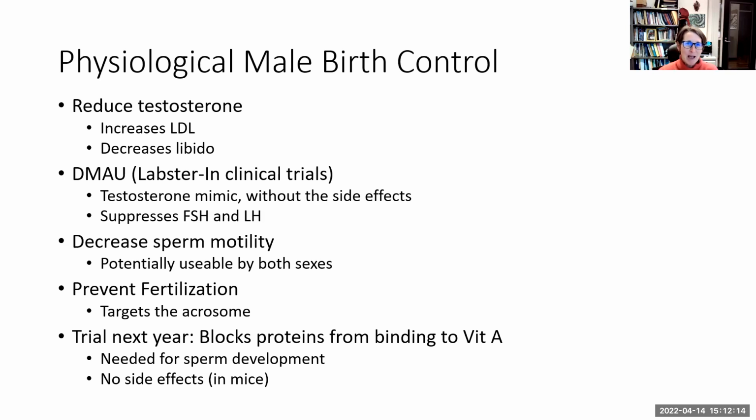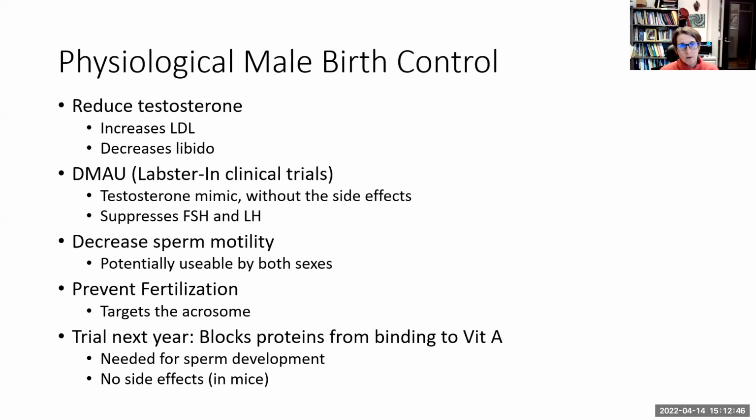DMAU acts as a testosterone mimic, but it doesn't have the side effects. It seems to suppress FSH and LH and suppress the development of sperm, without possibly having the side effects of reducing testosterone. It's also in clinical trials right now, but it hasn't hit the market.